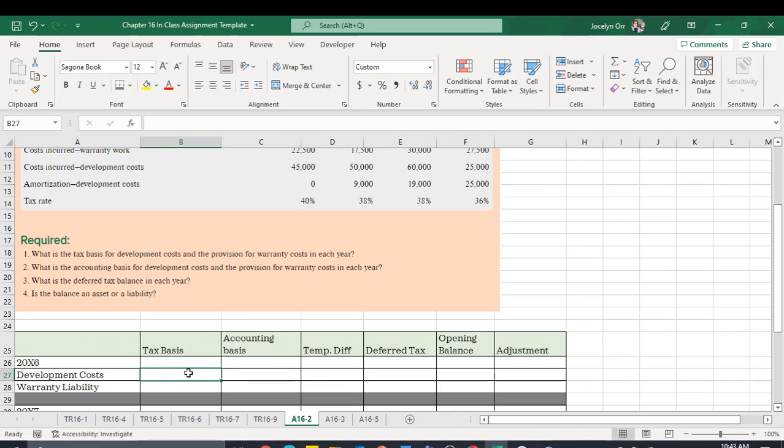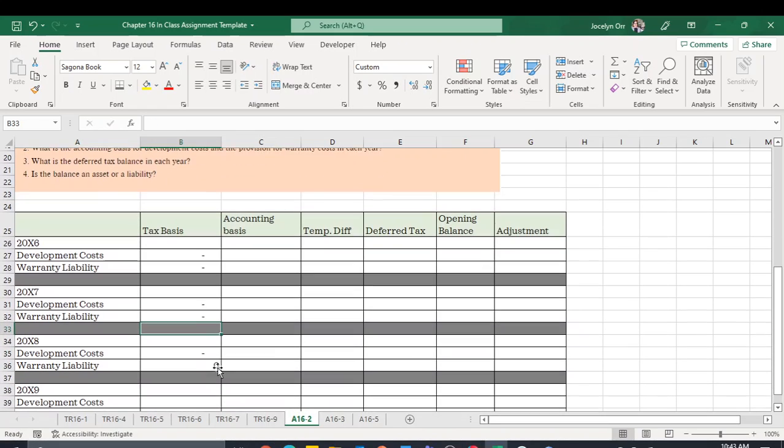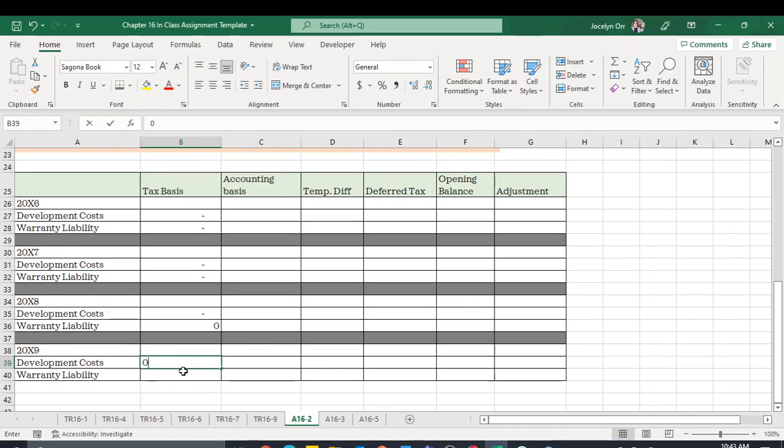So just like we did in the technical review questions, we know that our developmental costs and our warranty liability actually have a 0 tax base to start with. Okay, what we are looking at is our accounting basis that's going to result in our temporary difference.